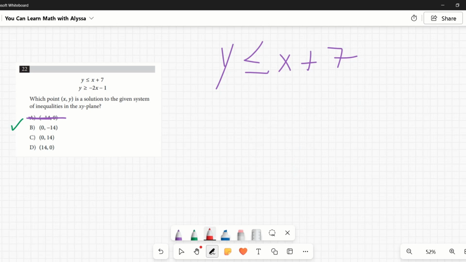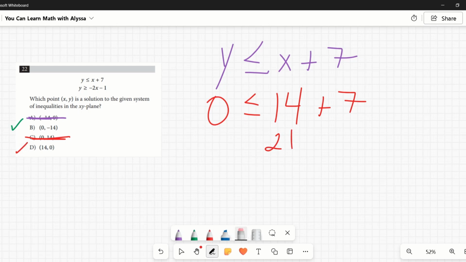All right, C, 0 and 14, 0 for x, 14 for y. Is 14 less than or equal to 0 plus 7, or 7? No, 14 is greater than that, so C is out. And then last but not least, we have D, where x is 14 and y is 0. Is 0 less than or equal to 14 plus 7? Yeah, 14 plus 7 is 21. 0 is less than or equal to that, so it could be D.